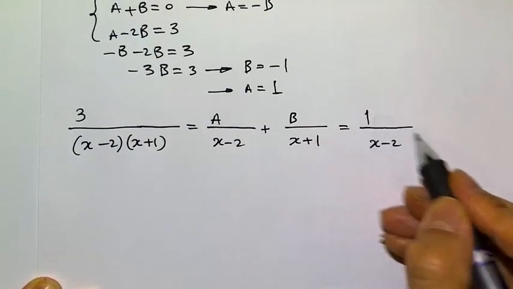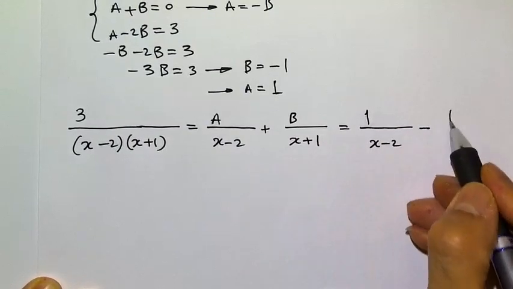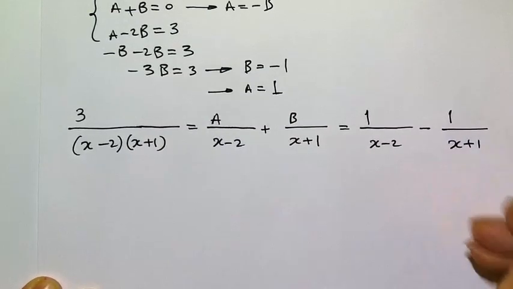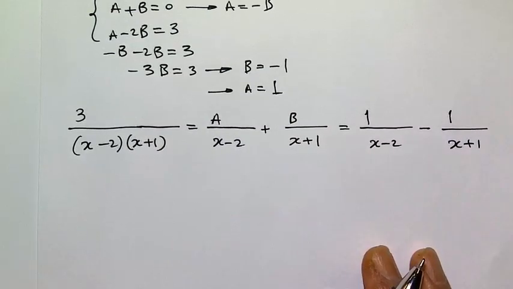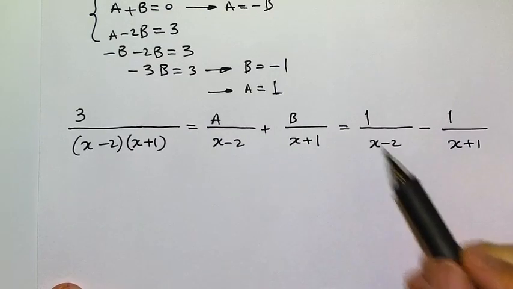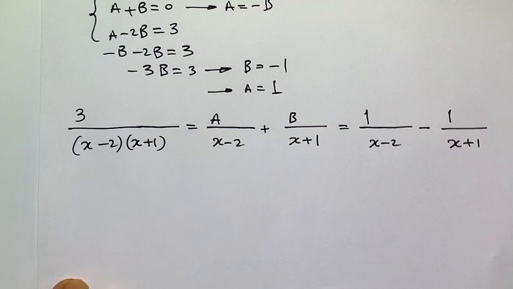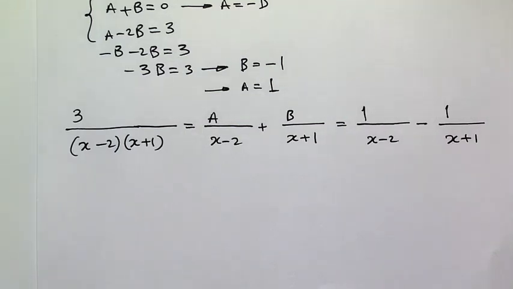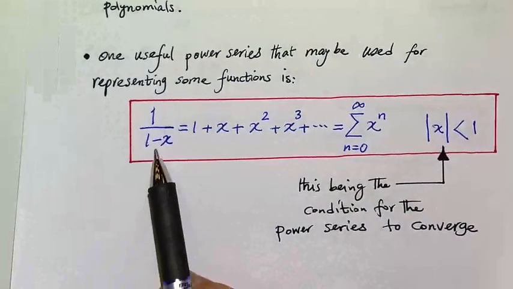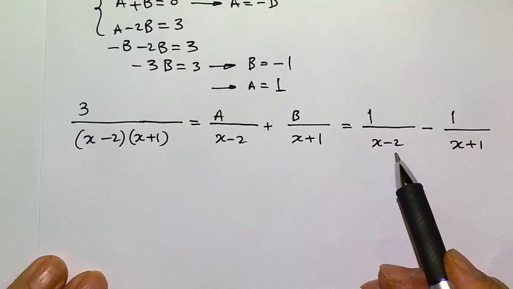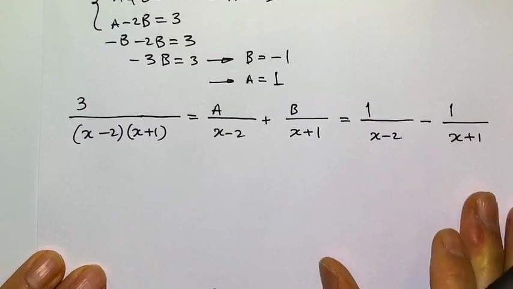X minus 2 and minus 1 divided by x plus 1. Okay, so now take a look at this and compare them with this original power series that we discussed, right? 1 over 1 minus x. So certainly we can rearrange terms and find a power series for these.